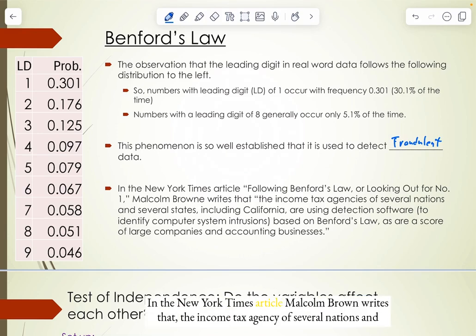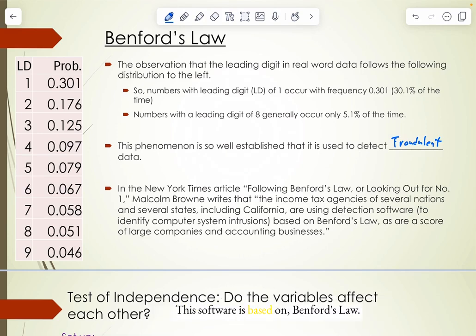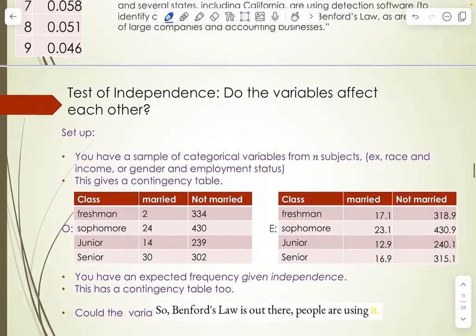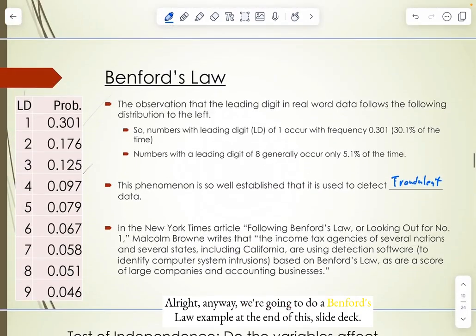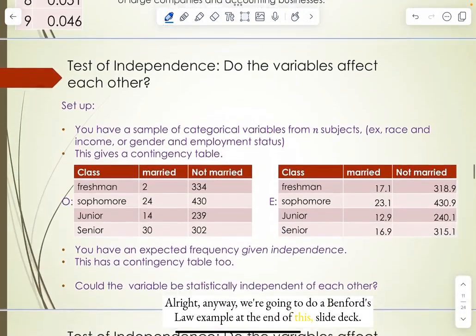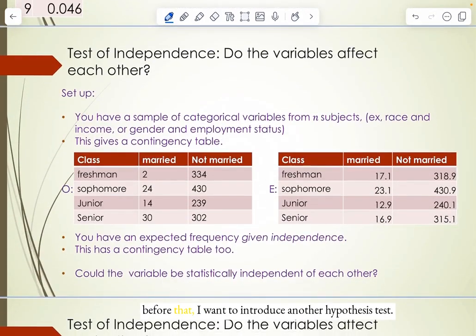In the New York Times article, Malcolm Browne writes that the income tax agencies of several nations and several states, including California, are using detection software to identify computer system intrusions. This software is based on Benford's law, as are those of a score of large companies and accounting businesses. So Benford's law is out there. People are using it. All right, anyway, we're going to do a Benford's law example at the end of this slide deck. Before that, I want to introduce another hypothesis test.